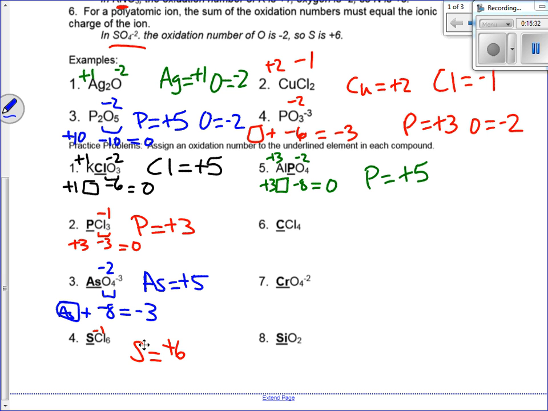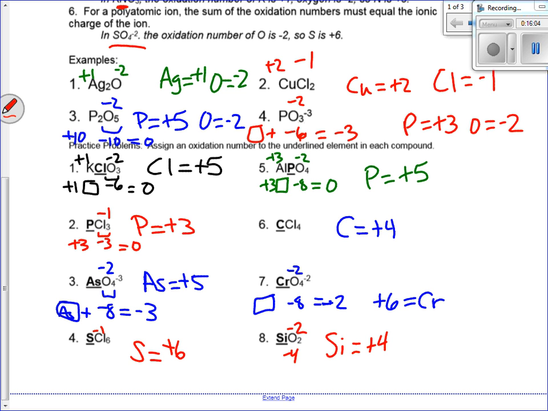How about 6? Carbon is the what? +4. Chromate. This one needs to equal a -2, right? Oxygen's -2, that's a -8. So something plus -8 is going to give you -2. So that's going to be a +6 for your chromium. And last but not least, silicon dioxide, -2. So that's going to be a -4. So silicon has to be a +4. Assigning oxidation numbers. Good.